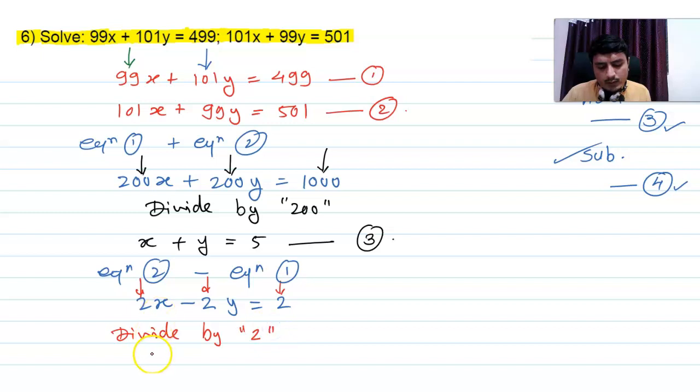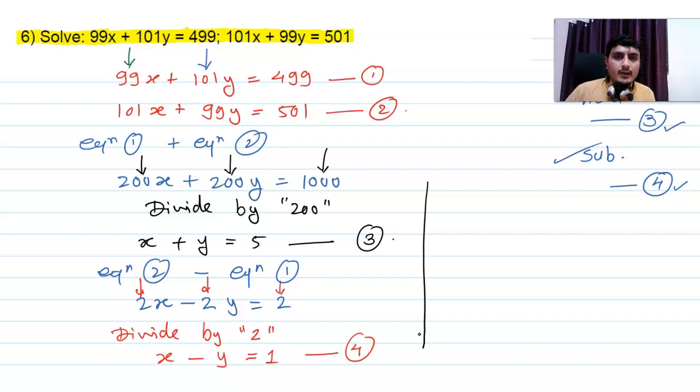We get 2x divided by 2 is x, minus 2y divided by 2 is y, equals 2 divided by 2, we have 1. Let's call it equation number 4. Look at equations 3 and 4 carefully. Try to simplify them simultaneously so that we get the required values of x and y. Now, y has the coefficients plus 1 and minus 1.